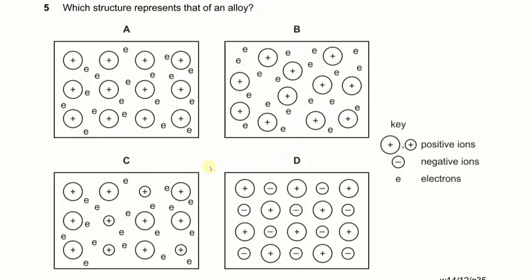Which structure represents an alloy? We have done a question like this before: there must be positive ions of different sizes present, and there must be electrons. Electrons are present in A, B, and C. A contains all atoms of the same size. That's not right. B contains ions, but they are randomly arranged. That is not possible. In C, we have small ions and bigger ions all mixed up together, and there are electrons present. So C is an alloy. D is not an alloy. D is actually an ionic compound because it has positive ions and negative ions arranged in a lattice.